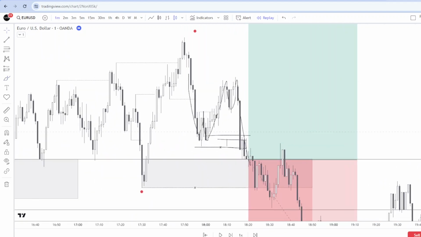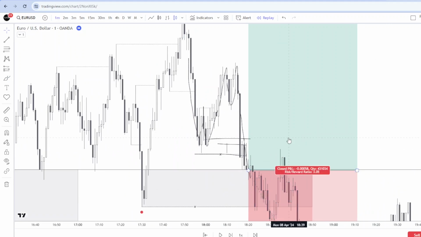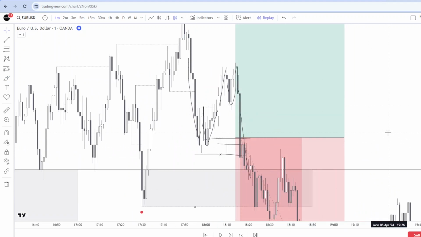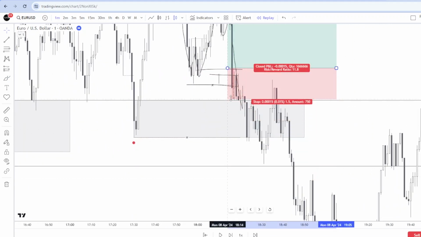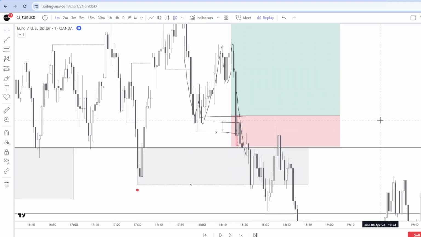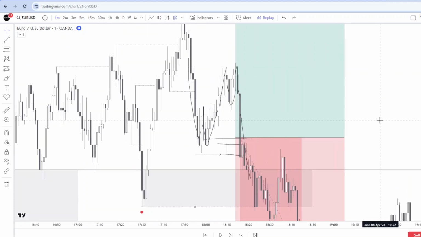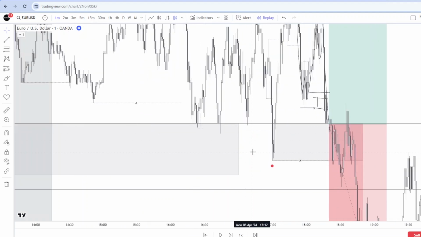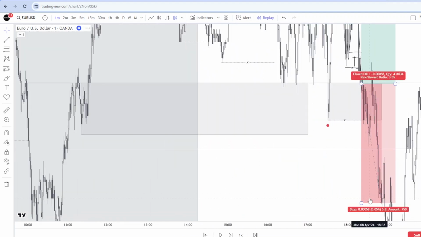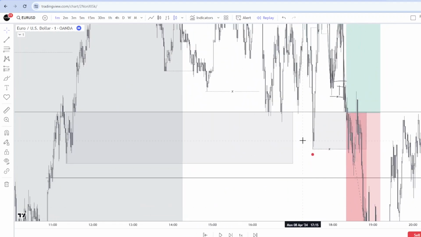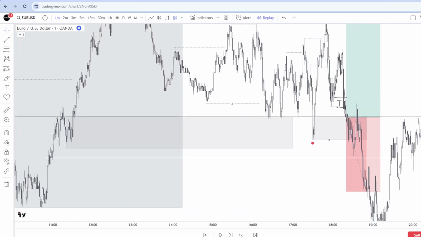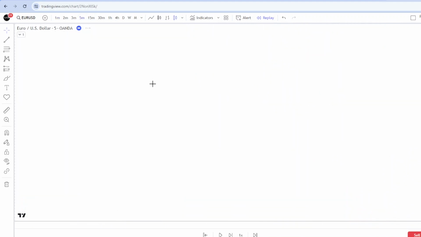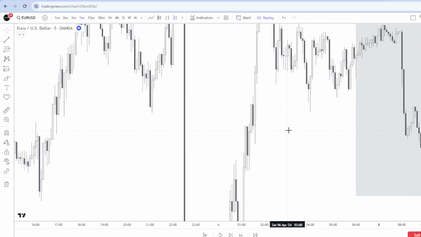So that's where I saw my trap, as people would want to buy from here and put their stop losses down here. So for me, that's what I used as my trap on this setup. Then I entered here, and my stop loss, I put it a little lower because I thought this would be failure swing.